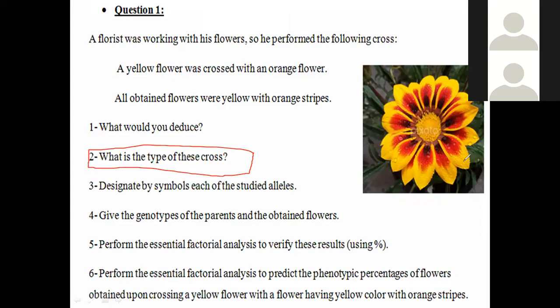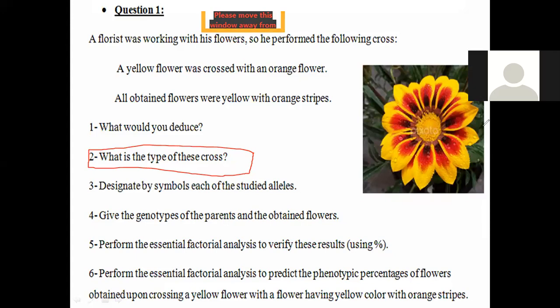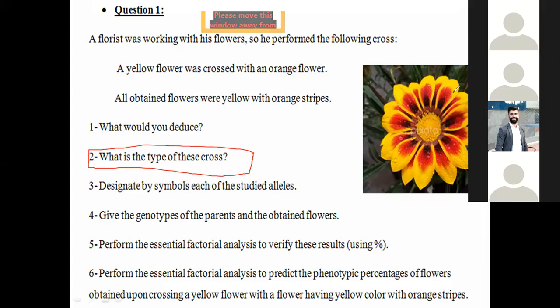Self cross? Did we cross F1 with itself? No. So it's not self cross. Yes, Abbas. Yes, Amir, what do you think?